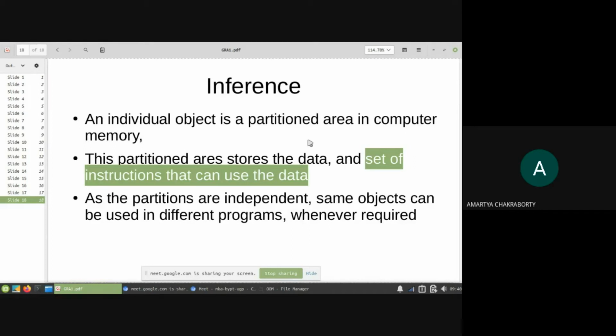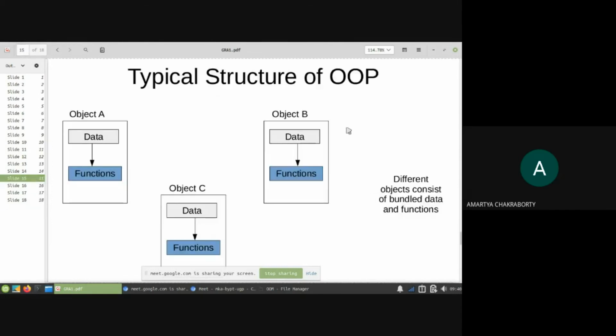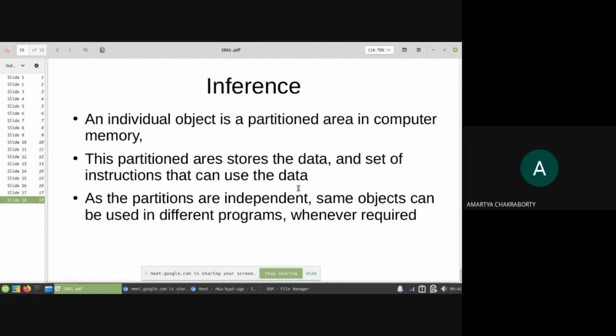So an individual object is nothing but a partitioned area in the computer's memory, and this partitioned area stores the data and the instructions that can use the data. These set of instructions are also called the functions, which are bound with the data. That is why, when we were going through the diagram, we told you that every object consists of its own data and functions. So this is what the statement means: every partitioned area consists of the data and the instructions kept in the form of functions.